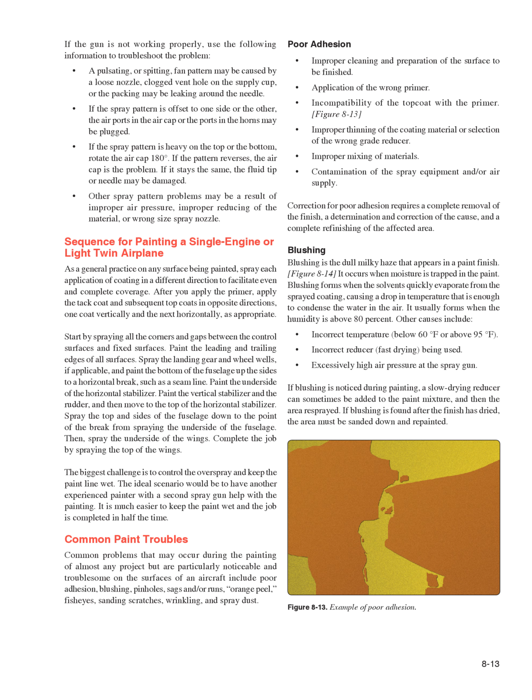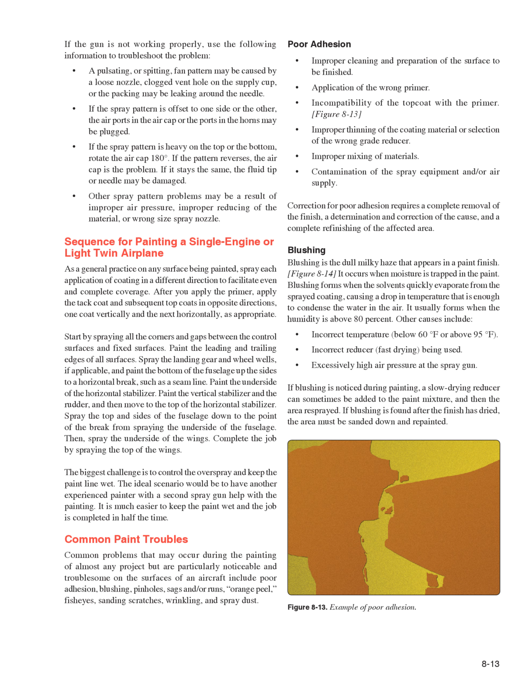Sequence for painting a single engine or light twin airplane. As a general practice on any surface being painted, spray each application of coating in a different direction to facilitate even and complete coverage. After you apply the primer, apply the tack coat and subsequent top coats in opposite directions, one coat vertically and the next horizontally, as appropriate.